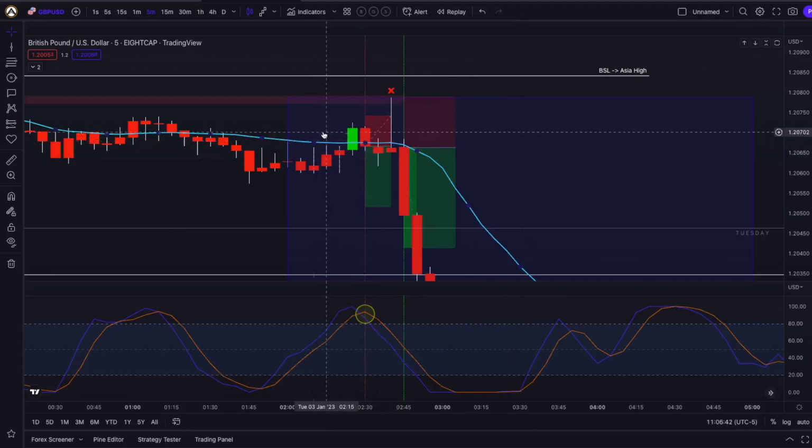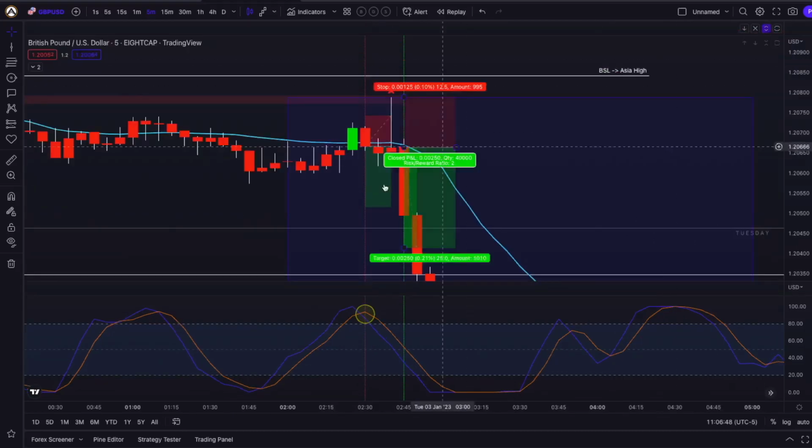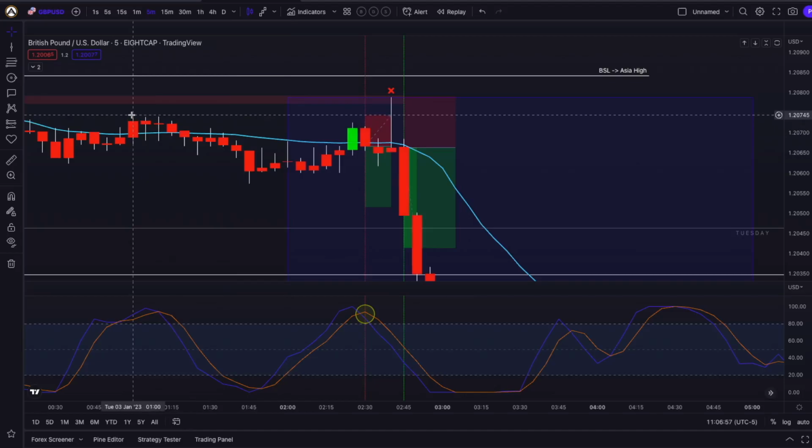So we closed below the VWAP, and the Scalping Pro color right here turned from green over to red. Interesting. So the candle coloring is matching up, so this is a valid entry right here. I decided to go for a 7.5 pip stop loss right here up to those highs.